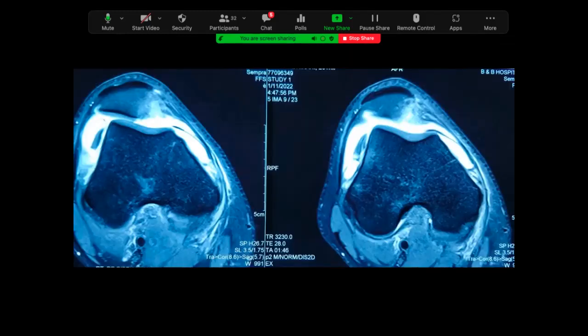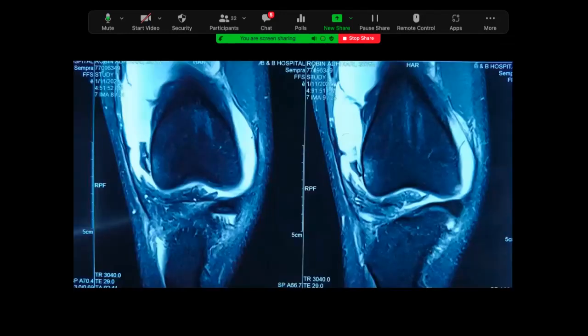So this is how it looks. In this picture, the medial structures are ruptured, the signal changes are there, and there are signal changes over the lateral facet of trochlea and the medial facet of patella.